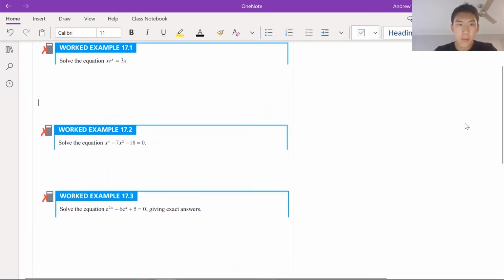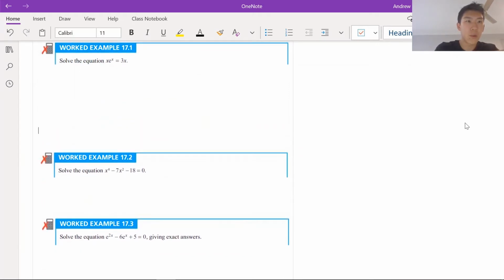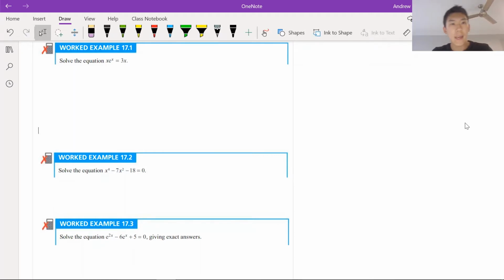Let's start with example 17.1. So we're trying to solve x e to the x equals 3x. Okay, so with something like this, what you can try to do is rearrange everything to one side, make one side 0, and see where you go from there. The reason we do that is because if we can factorize it somehow, we could use the null factor law, and that will make things a lot more simple.